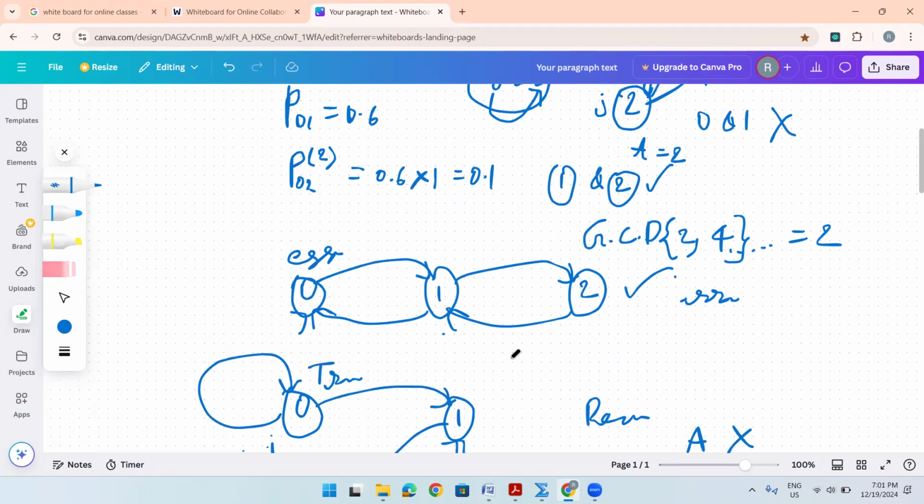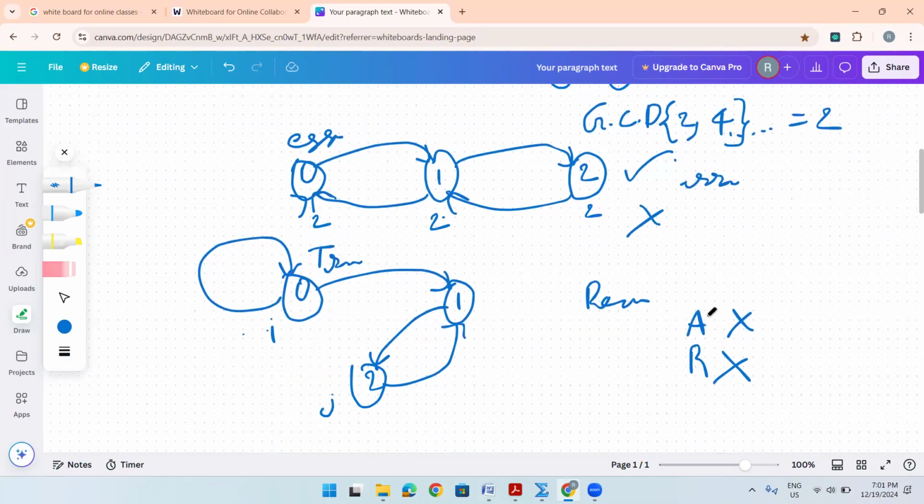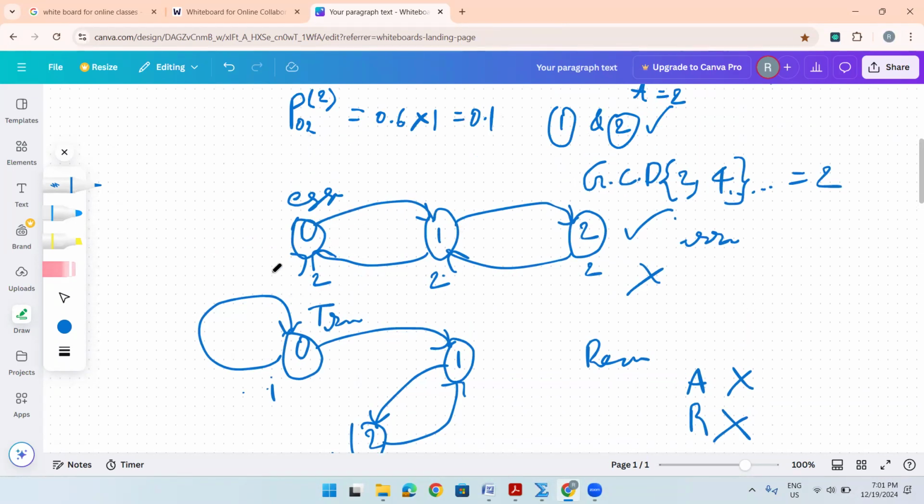In this example, if you see, all are periodic, because all the periodicity is 2. 0 has periodicity 2, 1 has periodicity 2, and 2 also has periodicity 2. So it's not ergodic. All the states' periodicity must be 1, then only we say aperiodic. But all are recurrent here. 0 is recurrent, we can return back. 1 is recurrent, we can return back.